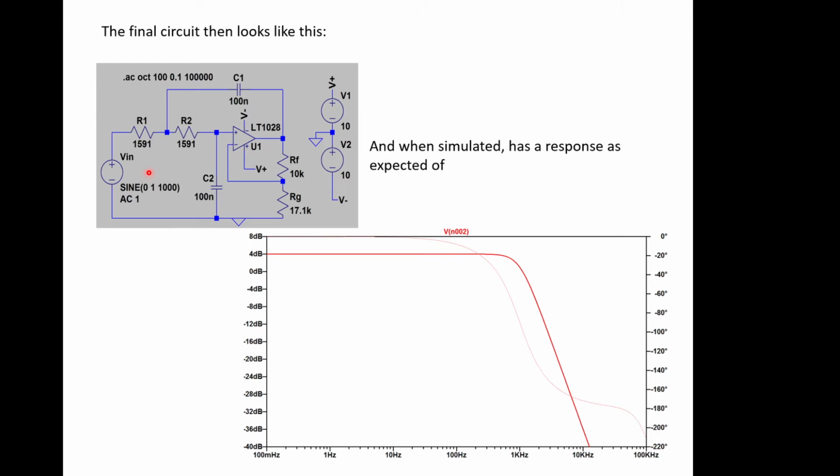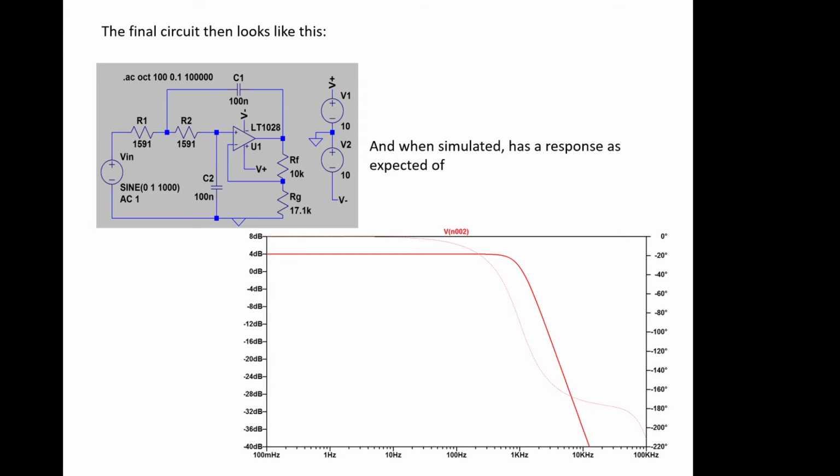We then put in our values, and so 1591 for these resistances, they were the same, 100 nanofarads for this one. The gain of the amplifier ratio was 10k to 17.1k, and both capacitances are the same. And then if we simulate that in our simulator, we can see that we've got a response that is flat and then starts to fall away, and at 1 kilohertz, if we measured that properly, we'd find we were about 3 dBs down. So in this case it would be about 1 dB. So that all works very nicely.